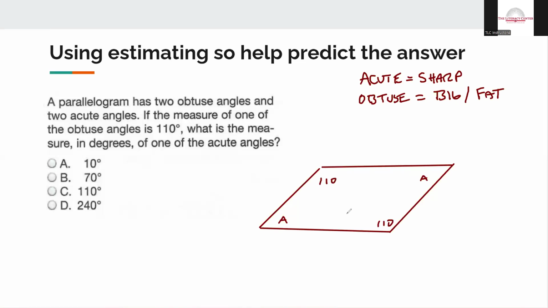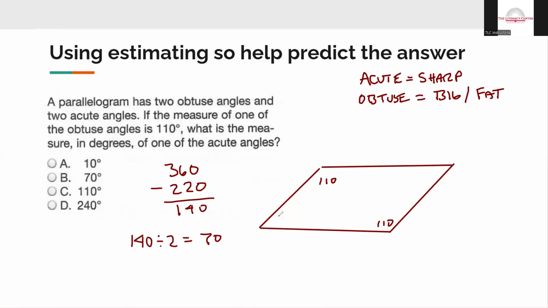All we need to do is use the method that we've used before to figure out what those other angles are. So we know that there's 360 degrees in this whole shape. So we take 360 and we subtract 220 because there are 220 degrees between those two. That leaves us with 140, and then we divide that by 2, and that will give us our other two angles. The other two angles must be 70. So we have 110 and we have 70.